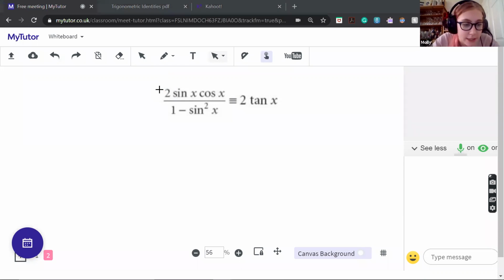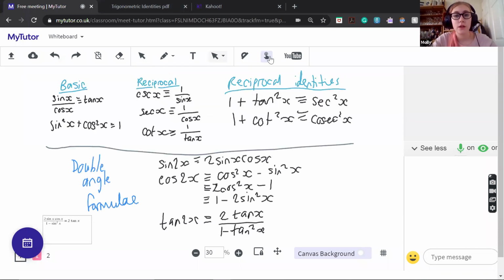Oh, someone's asked to go back to this page to screenshot. Sure. Then we can spot things. For example, we could have rewritten 2 sine x cos x as sine 2x. But let's leave that for now because we want our final answer to be just in terms of x, not a 2x. So we'll leave that.